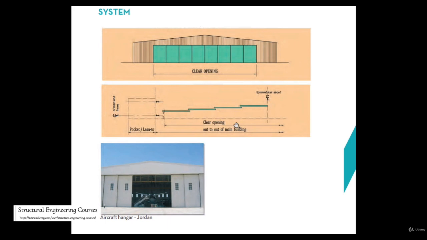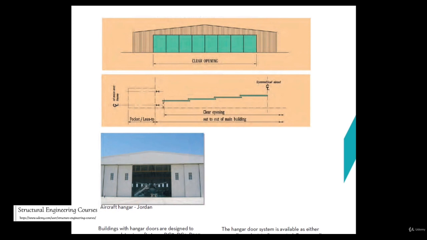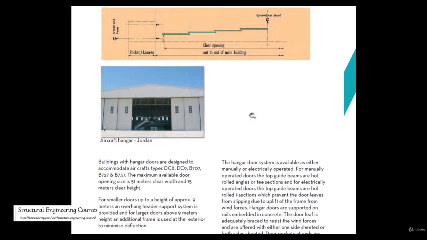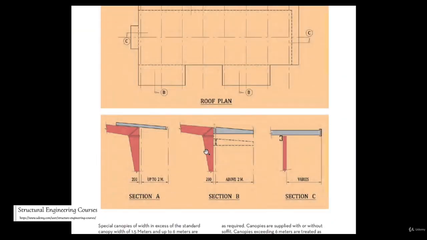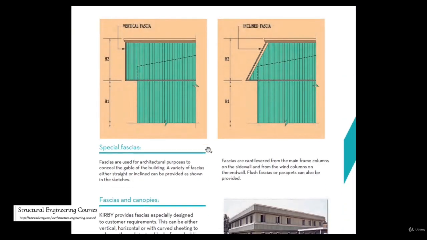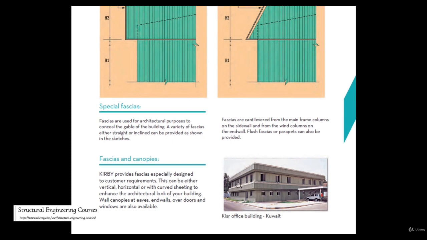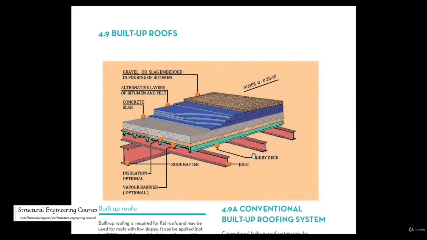And if you have been to some airports also, most of the airports are usually made in a pre-engineered building system also. So here you can see that this is a hangar, and in that hangar they have made this pre-engineered building arrangement here. These are some examples of special fascias that they have protruded outside, the special fascia arrangement here.